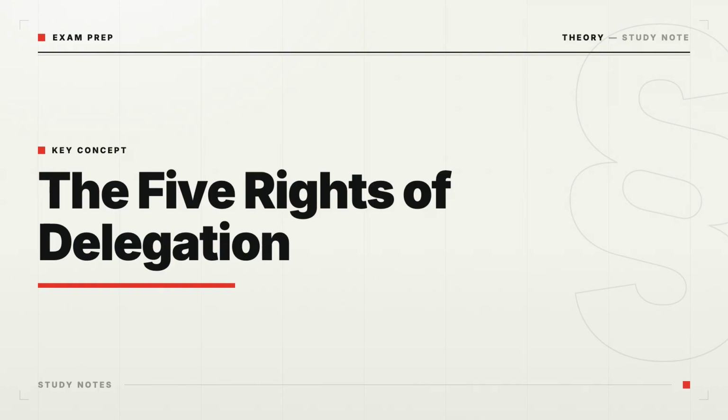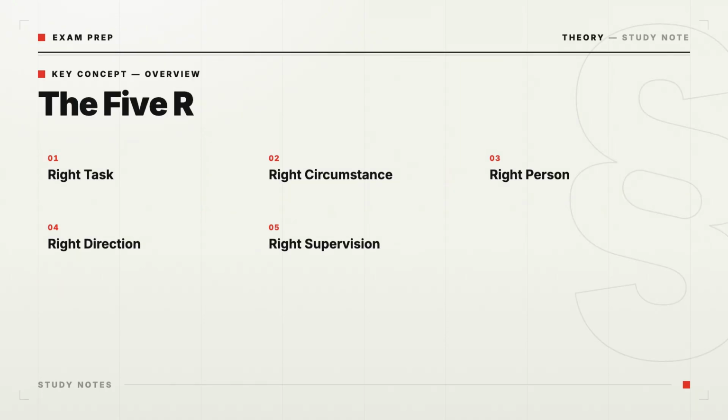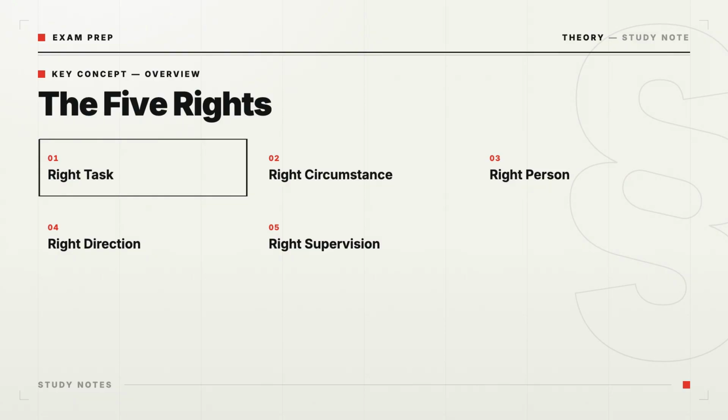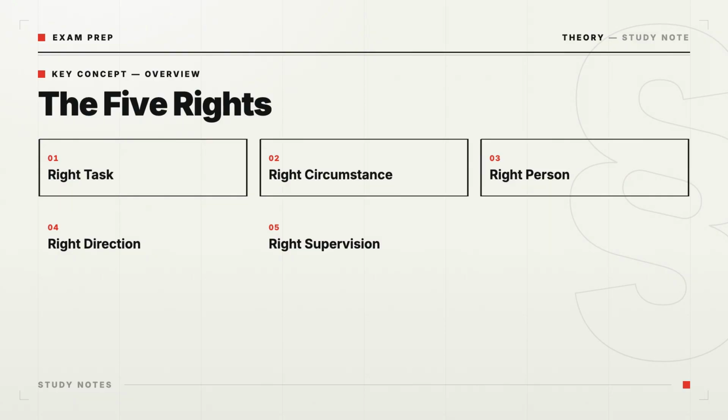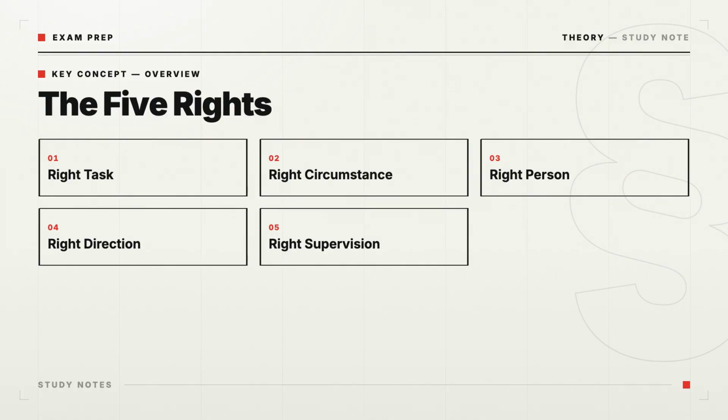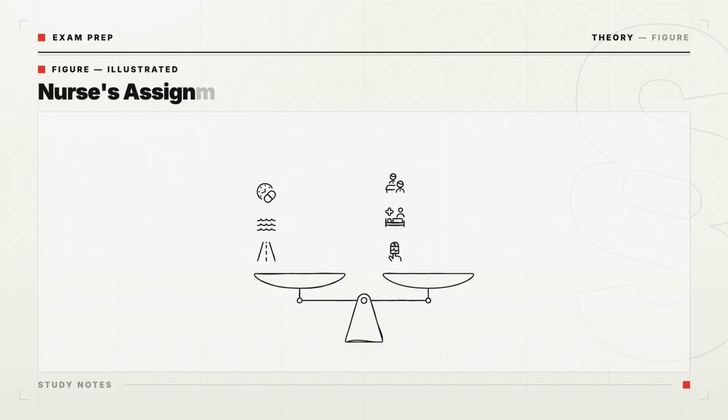Delegation separates a new nurse from a confident one, and it rests on one clear principle. You can hand off a task, but never the accountability for it. When a nurse delegates to unlicensed assistive personnel, or UAP, the nurse still owns the outcome. The profession organizes safe delegation around 5 rights: the right task, the right circumstance, the right person, the right direction and communication, and the right supervision. Skip any one of these and delegation becomes unsafe.